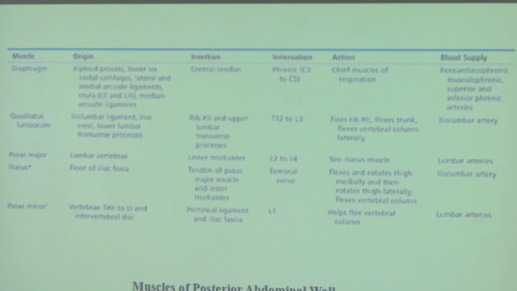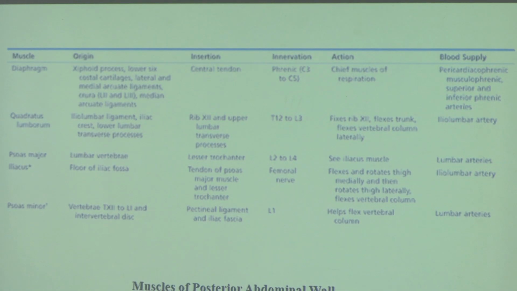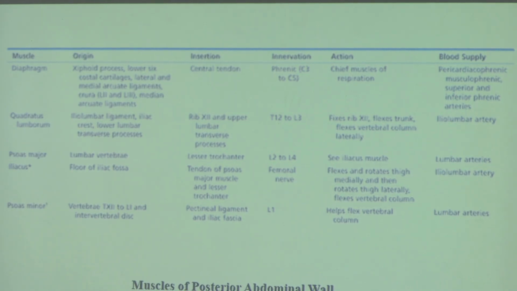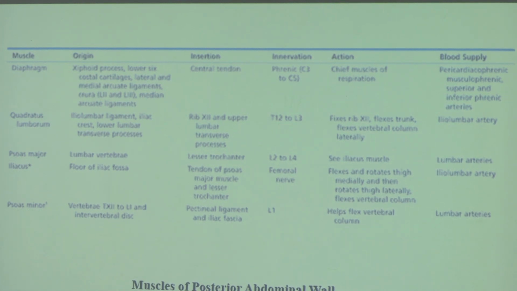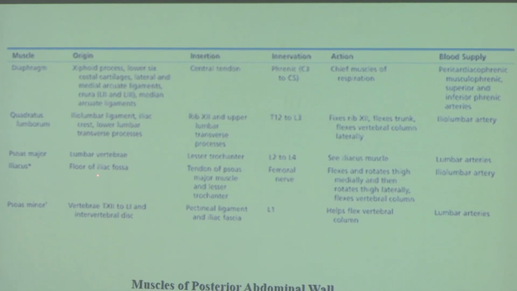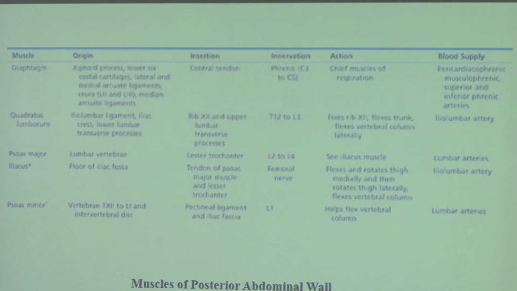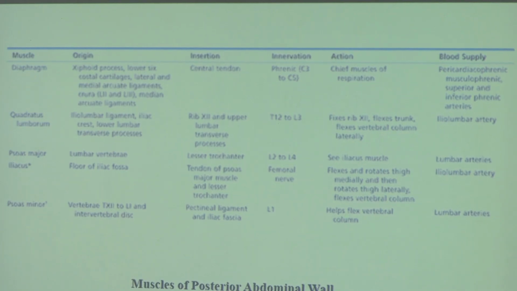Now what is the insertion of this psoas major muscle? The lesser trochanter. I hope you have studied the femur. In the femur you have studied the lesser trochanter. So this is the insertion of which muscle? Psoas major. Now psoas major and iliacus, as I said, we will be discussing together. As you can see, the floor of the iliac fossa is the origin of the iliacus muscle. This also forms a tendon with the psoas major muscle and is inserted into the lesser trochanter.